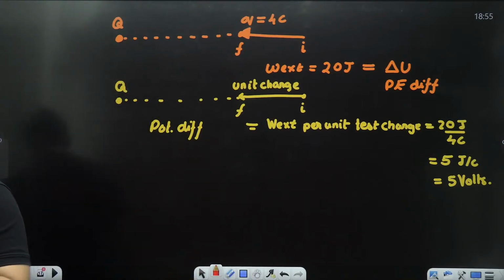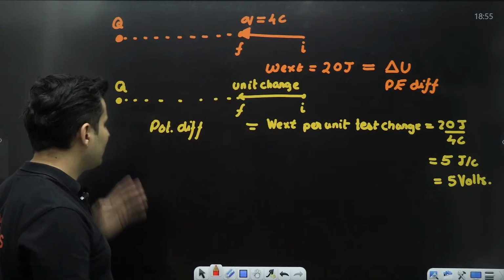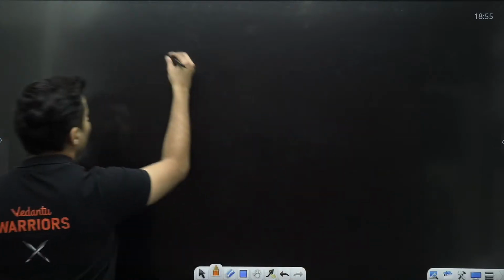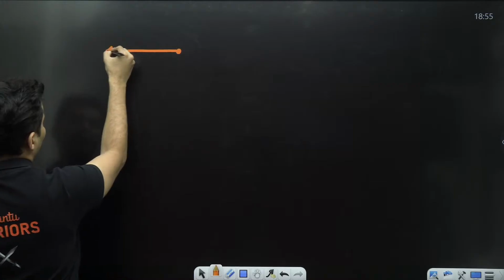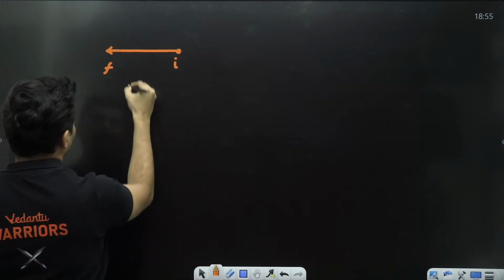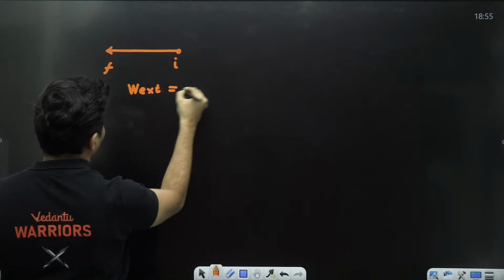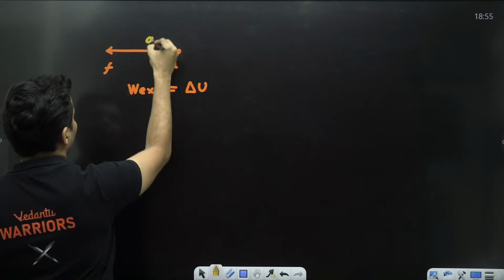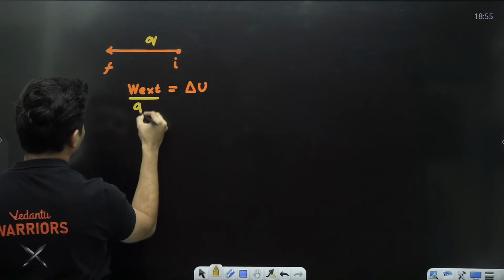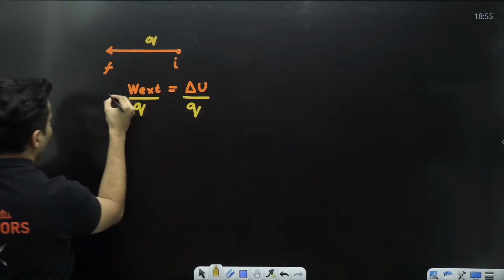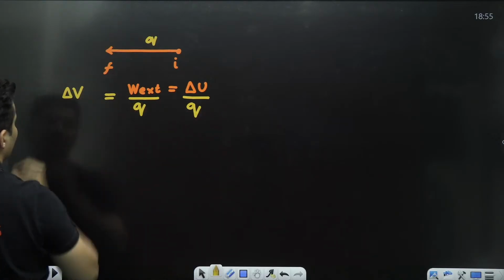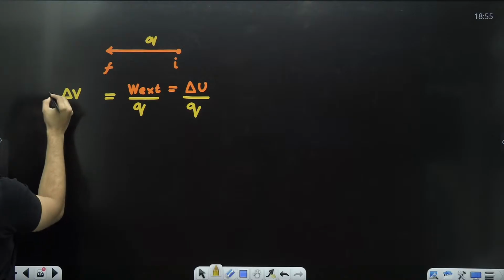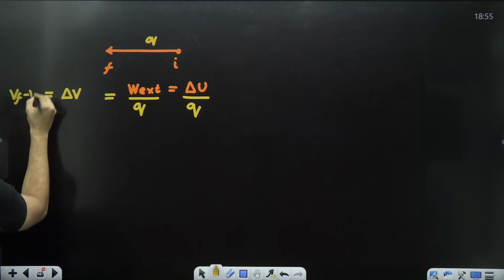Right, perfect. Now, what you see from this particular example is that when you move from one point to the other, initial to final point, there is some work done externally, which I call the change of the potential energy. If that charge which is moved is Q, and I divide this by Q, what I get is basically potential difference. This is nothing but V final minus V initial.